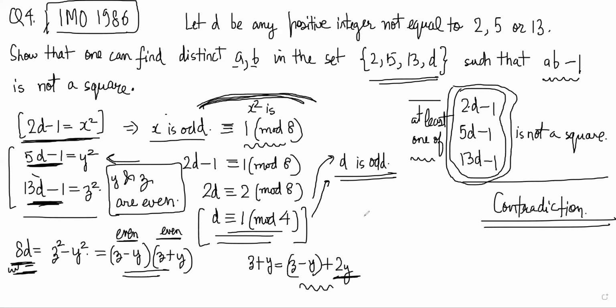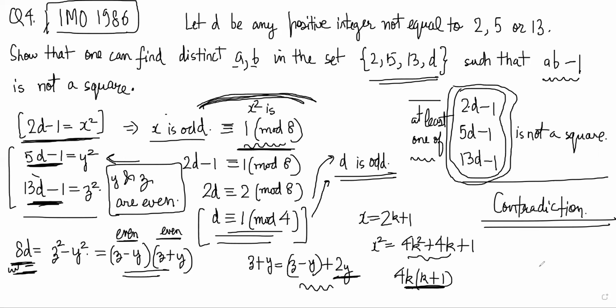So let's see how to prove this. If x is 2k plus 1, x square will be 4k square plus 4k plus 1. This part is 4k times k plus 1, and k times k plus 1 is divisible by 2. So this is 8D plus 1, right? Once we got that D is odd, we get that Y and Z are even, and then we can see a contradiction.